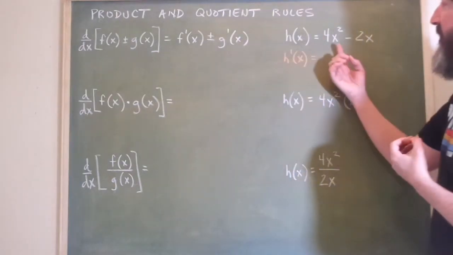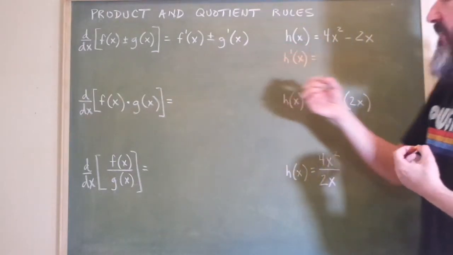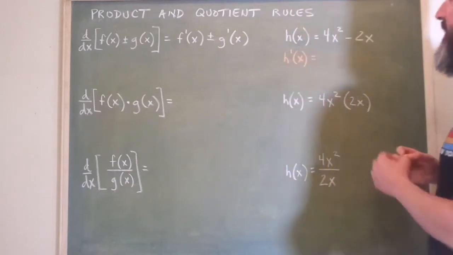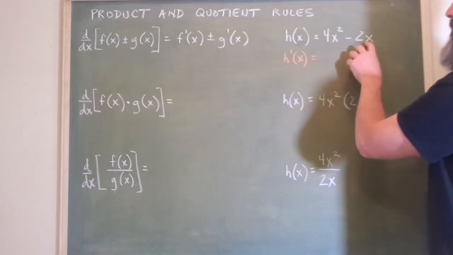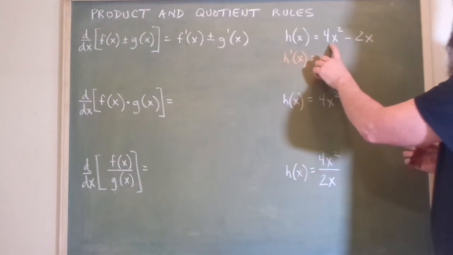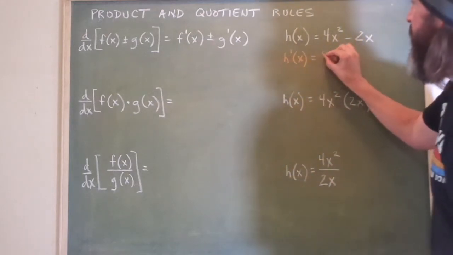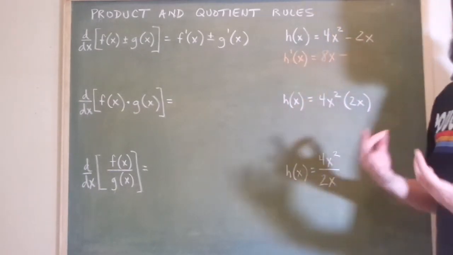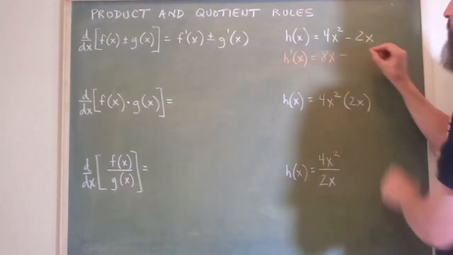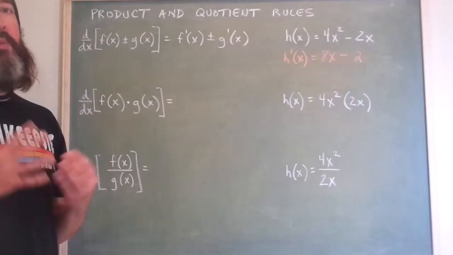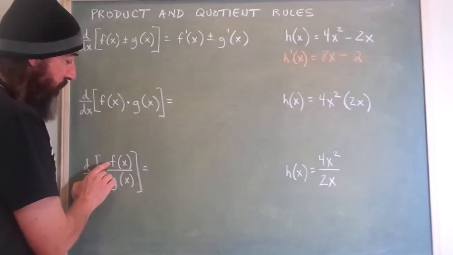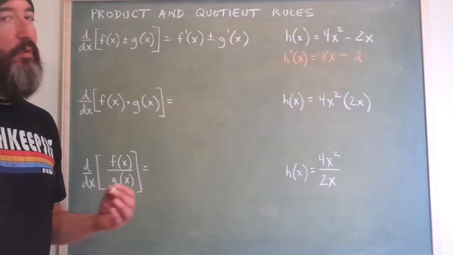So I suppose I'm thinking of this 4x squared as the f of x and this 2x as the g of x. Anyway, to get the derivative of something minus something, we just get the derivative of the first piece, and the derivative of 4x squared is of course 8x, and then we subtract the derivative of the second piece, and the derivative of 2x is 2. But we're going to see today that getting the derivative of something times something or something divided by something, well, that's not quite so simple.